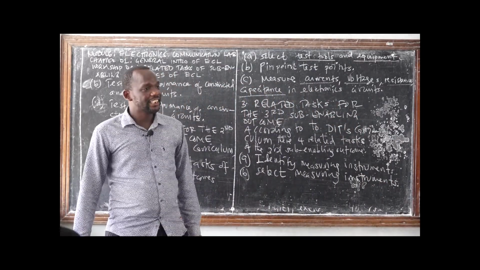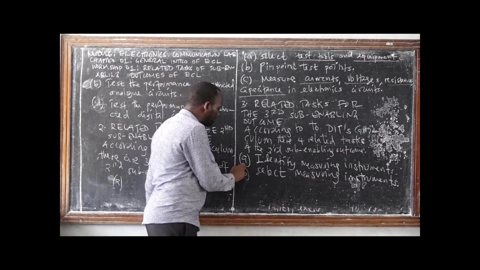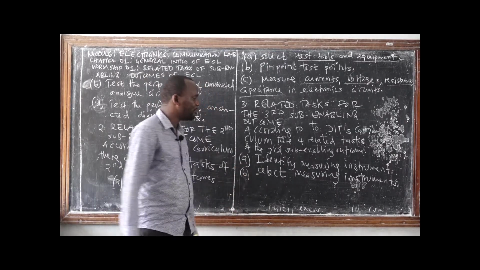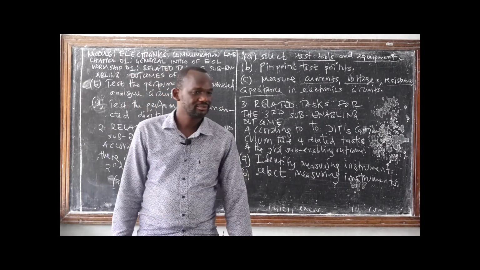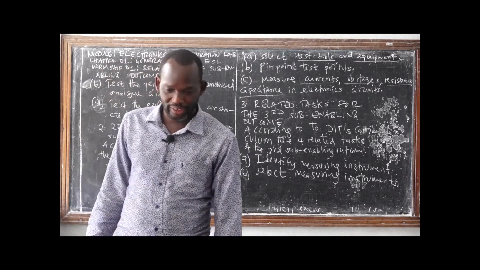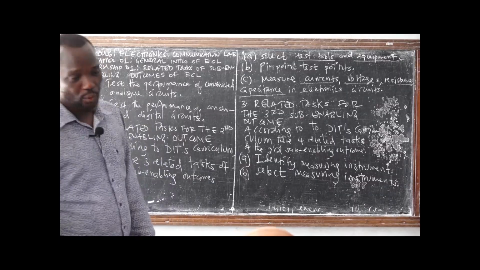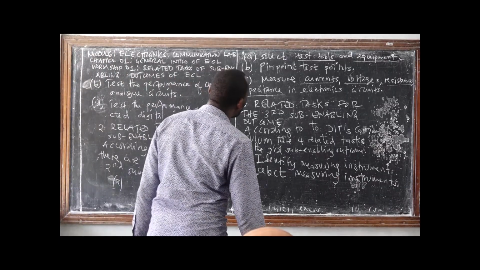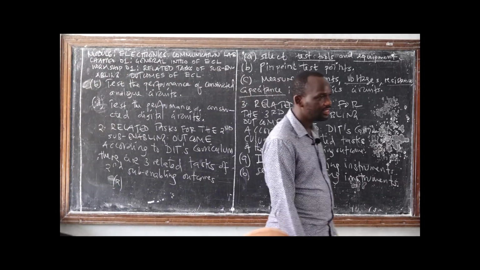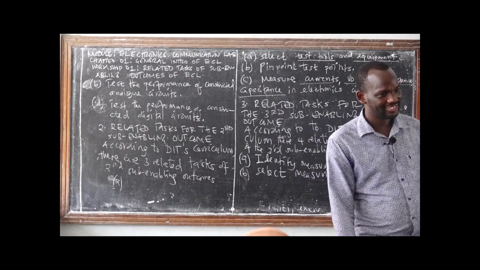Then the second related task for the said sub-enabling outcome, a student should be able to select a measuring instrument. The first one is to identify, the second one is to select. What is the difference between equipment, tool, and instrument?